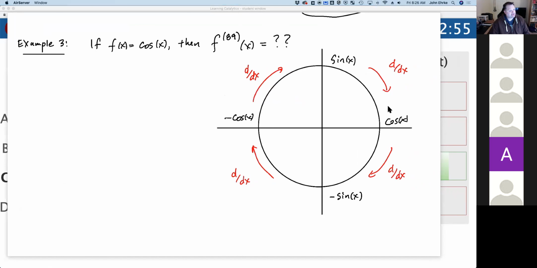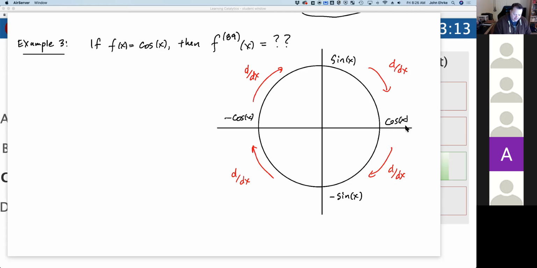Remember, this is how sine, cosine, minus sine, and minus cosine, the derivatives are connected. I'm starting at cosine on the circle, and I'm going to travel 89 times. So 1, 2, 3, 4. Remember, any multiple of 4 brings you back to where you are.